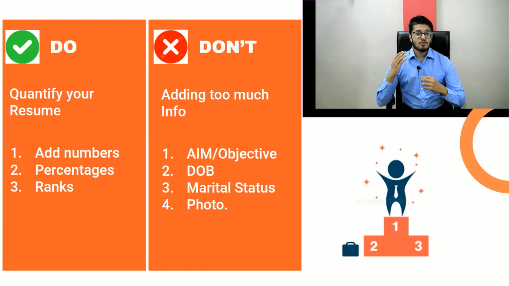If we add too much unnecessary information, such as the aim and objective, your date of birth, marital status, or your photo, it looks very unprofessional and unnecessary. It may create a bias for your recruiter that you are so and so person, and we want to avoid that. At the same time, all this information is very old and it's not necessary anymore. It is a waste of space and we can avoid it.